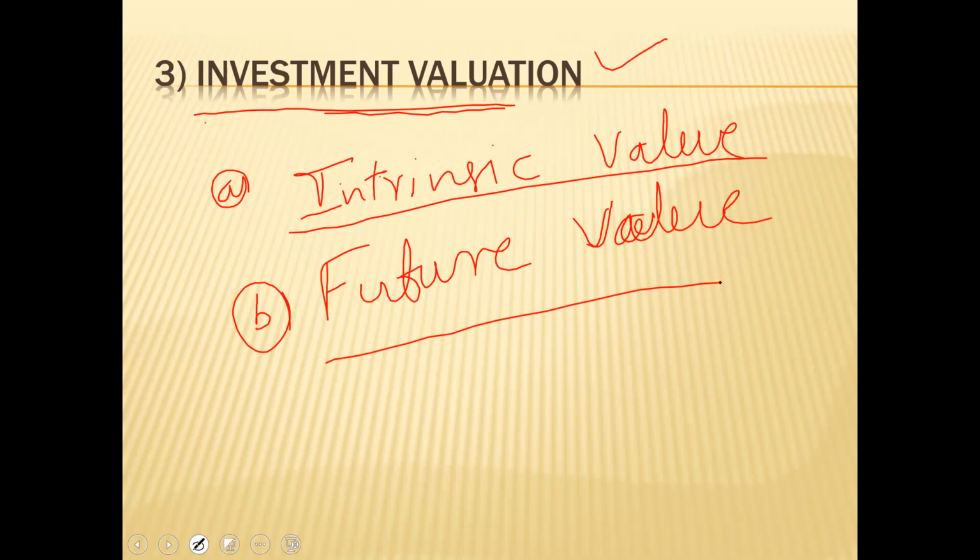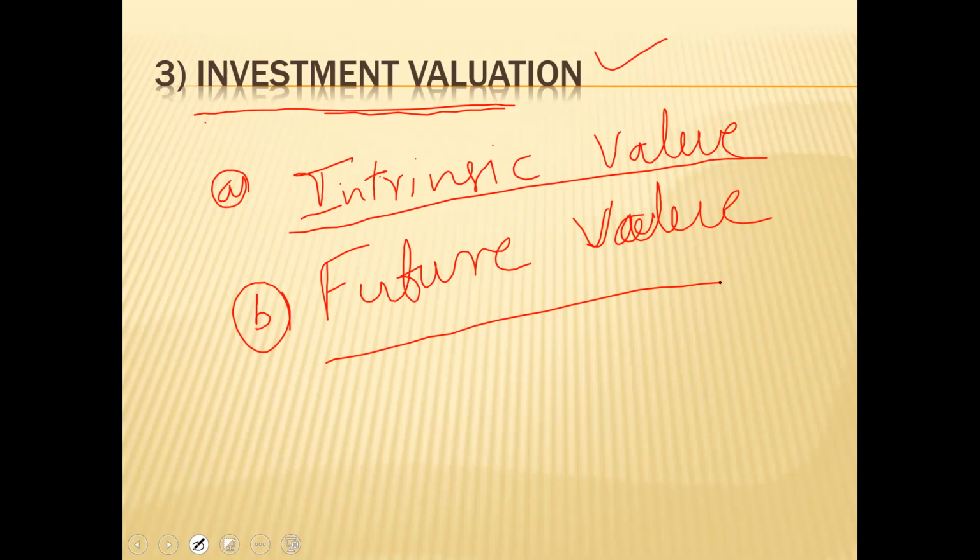Then what about future value? Future value is the value of an asset or a share at a specified date. These are the two types in investment valuation: one is the intrinsic value method, another one is the future value method. Is it clear? Hope you're clear.